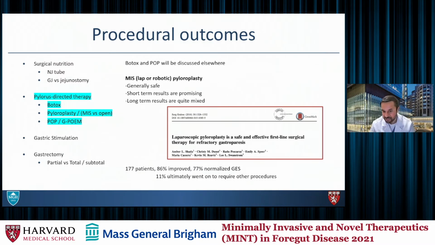In this study in Surgical Endoscopy from 2016, they basically looked at the laparoscopic approach and how it's safe and effective as a first-line surgical treatment for refractory gastroparesis. There were 177 patients that were evaluated. Post-procedure, 86% of the patients had improvement in their symptoms, and 77% actually had normalization of their gastric emptying study. Of these patients, 11% ultimately went on to require other procedures for their symptomatic control.